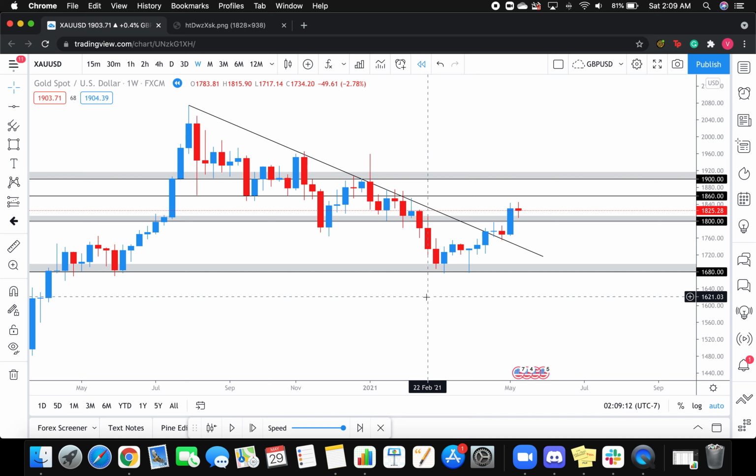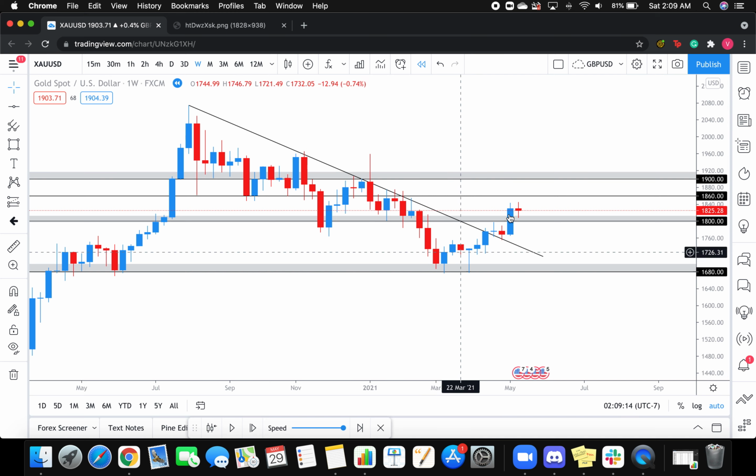So we know that when we drop down to lower time frames, 1860 is going to be a very important zone for us.